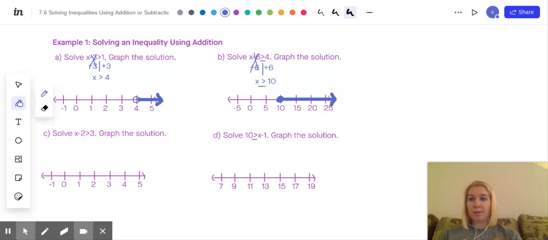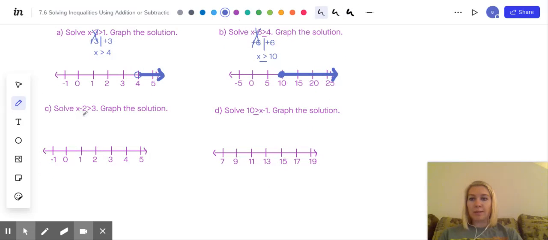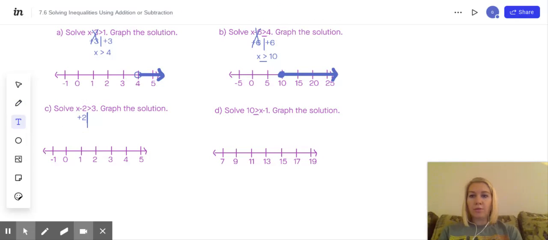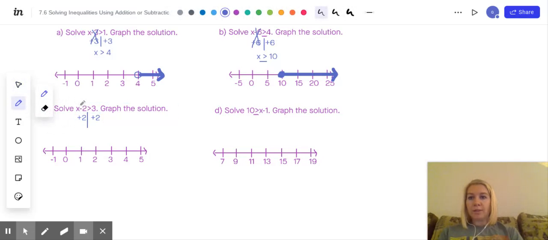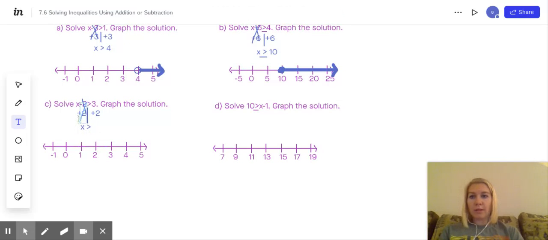Okay, let's check out letter C. It says solve x minus 2 greater than 3 and graph the solution. Okay, let's draw a line down the middle of our inequality, which is the greater than symbol. We're going to get x by itself. So that means we are going to add 2 to both sides. Looking at the left side of our inequality, negative 2 plus 2, those cancel out. It's 0. So we just have x on the left. x is greater than, and on the right side, 3 plus 2 is 5.